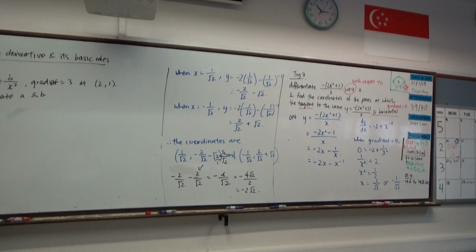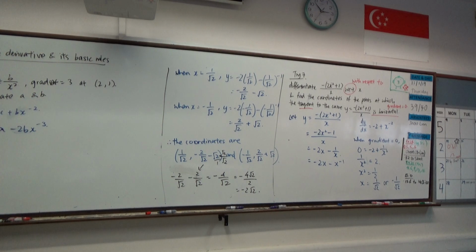Let me just write down. What does dy over dx mean? It means differentiate y with respect to x. That's how we covered notation, right? You understand? Okay, so dy over dx is equal to a minus 2b x to the power negative 3.